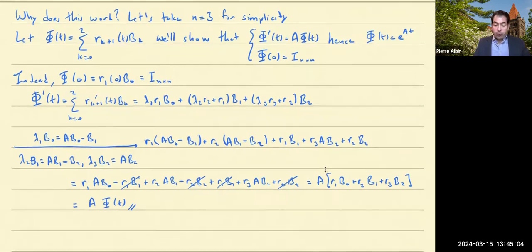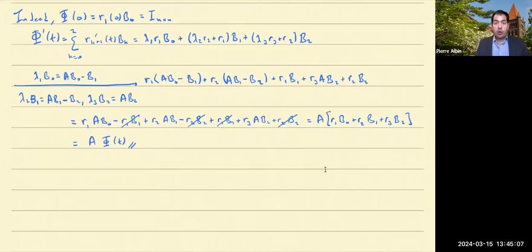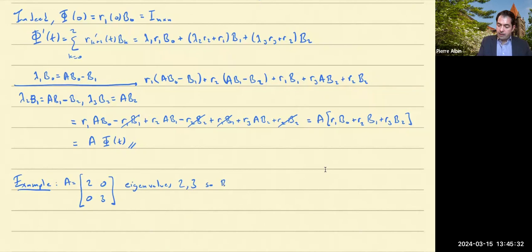So now we're going to do some examples. I will do all of the exponentials we computed last class. I'll now compute them using Putzer's algorithm, so you can compare the two methods. So let's start with a diagonal matrix. Here the eigenvalues are obviously 2 and 3. So that means that B0 is going to be the identity. B1 is A minus 2 times I, right?